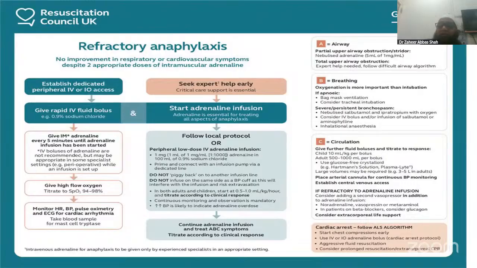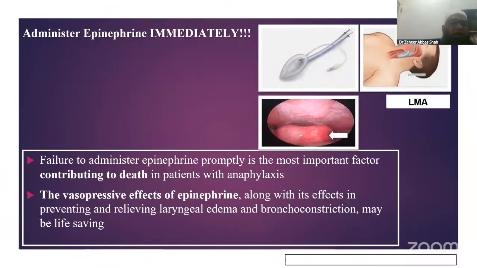So we are concerned about the airway as well, where these guidelines speak about nebulized adrenaline. Whenever there is total airway obstruction, expert help is needed, or we have to intubate the patient, that is rapid sequence intubation, or cricothyrotomy, which this guideline speaks about. But I have seen this, and I have attempted this.